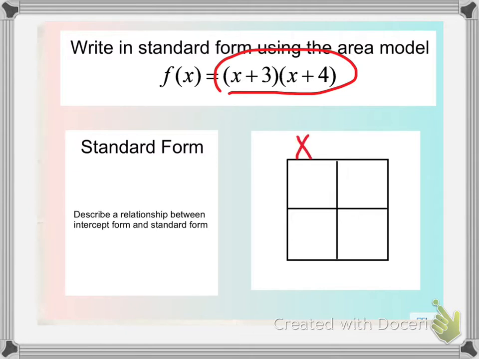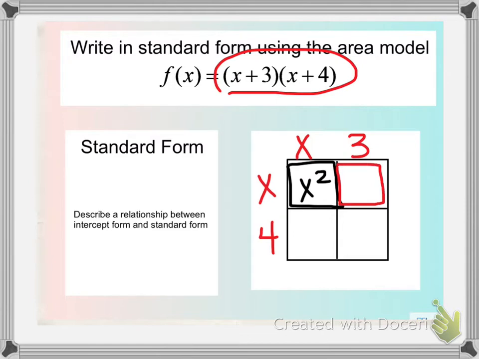So you put the first factor, x plus 3, on top of your area model, and the second factor, x plus 4, on the sides. And remember, when we used the area model, we multiplied the length times the width to find the area of each box. So, to find the area of this box, x times x is x squared. To find the area of the second box, x times 3 is 3x.